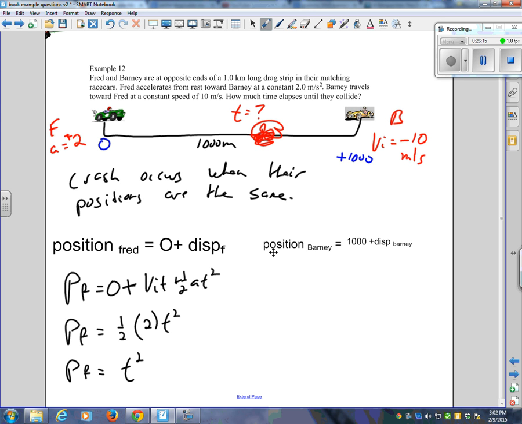Let's do the same thing with Barney. Position of Barney, 1,000. Now, because he's moving at a constant velocity, what's the formula for the displacement that includes constant velocity? You've seen it in grade 9. Is it not just, in grade 11, is it not just v-bar t? Come on, right? v-bar equals d over t. d is equal to v times t, constant velocity, right?